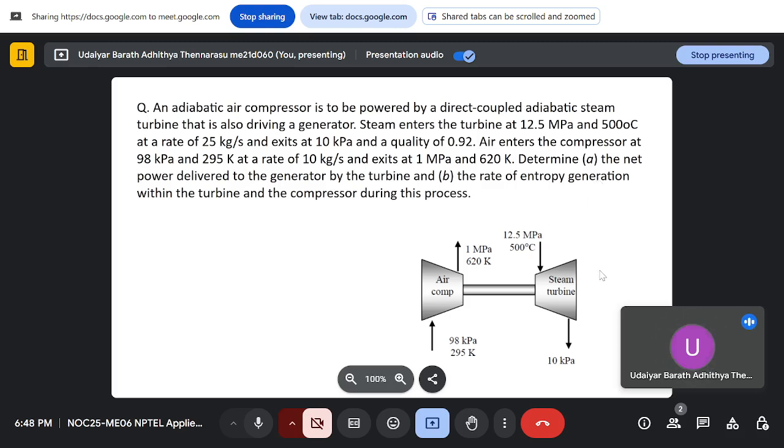An adiabatic air compressor is to be powered by a direct coupled adiabatic steam turbine that is also driving a generator. Steam enters the turbine at 12.5 megapascal and 500 degrees Celsius at a rate of 25 kilograms per second and exits at 10 kilopascal and a quality of 0.92. Air enters the compressor at 98 kilopascal and 295 Kelvin at a rate of 10 kg per second and exits at 1 megapascal and 620 Kelvin.